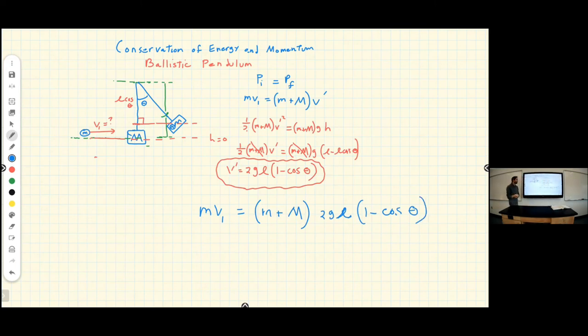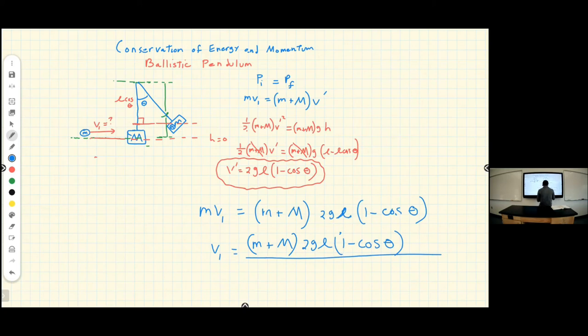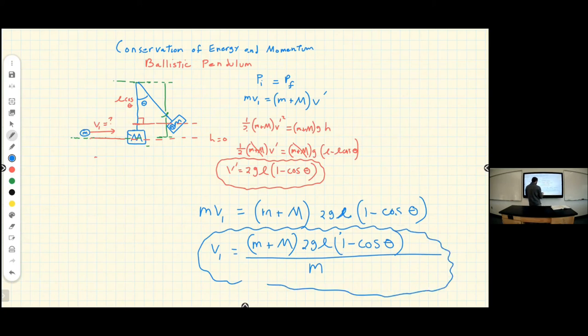Okay, so if we divide the entire thing by lowercase m, we'll get v1. So v1 equals m plus M times the square root of 2gL times 1 minus cosine of theta, divided by lowercase m.